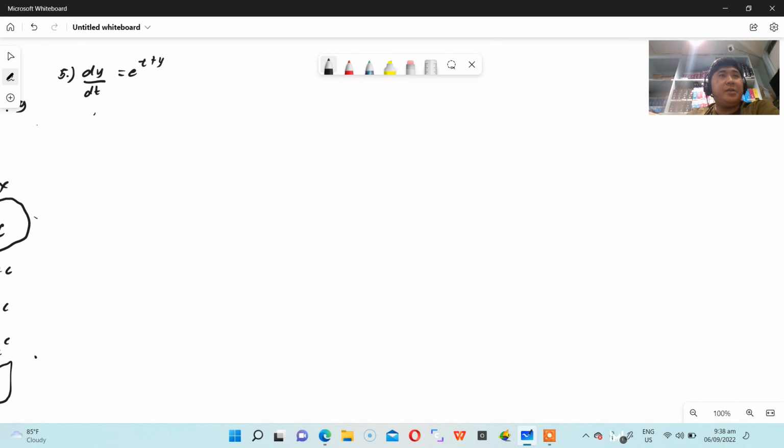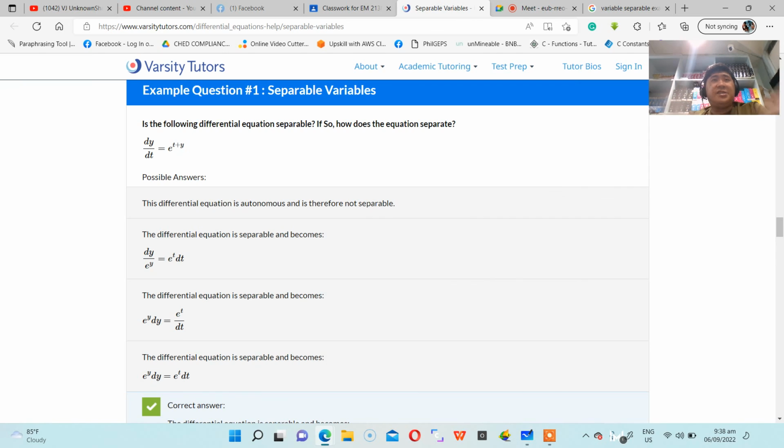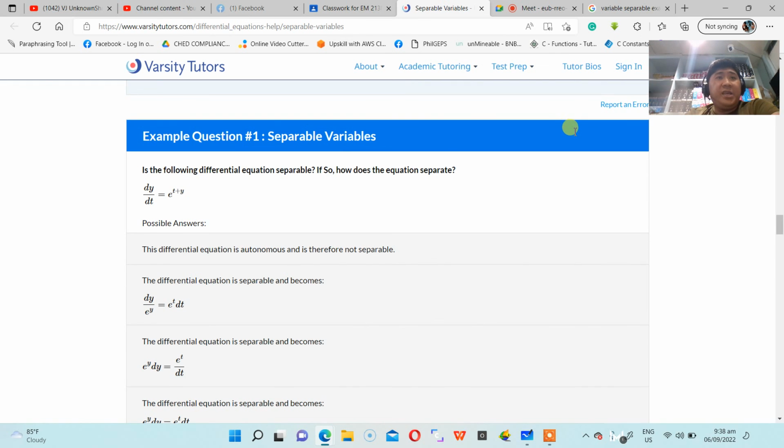Okay? So next one: dy equals e raised to the power of t times e raised to the power of y dt. The question here is about this differential equation. Is this differential equation a separable equation? If so, does the equation separate? So if it is separable, could you separate it? What is the answer?